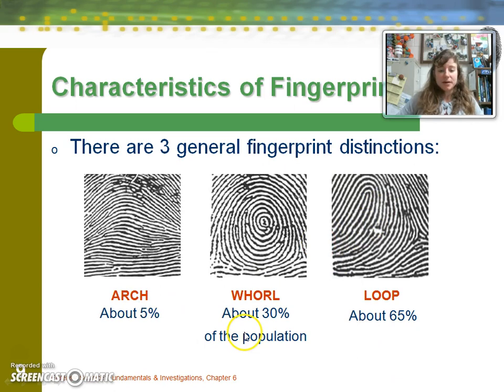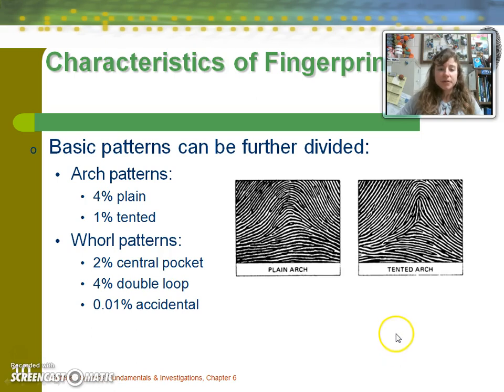Arches, about 5% of the population. Whorls, about 30%, and loops, the most common, at about 65% of the population. So we can further divide each of those into some subcategories. The arches are divided into a plain arch, which is more of a rounded hill, and the tented arch, which is more spiky. The tented arch is a little less common, 1% of the population.